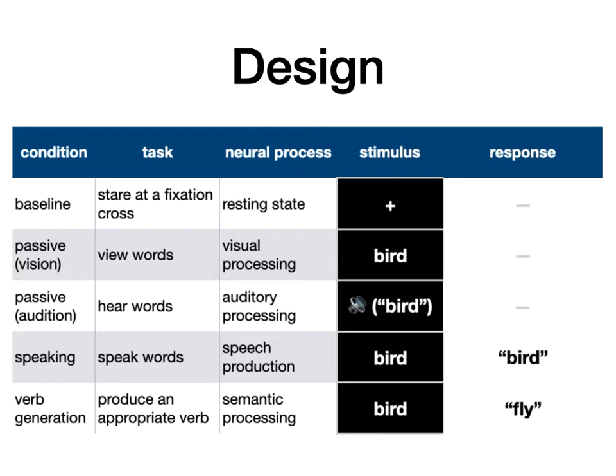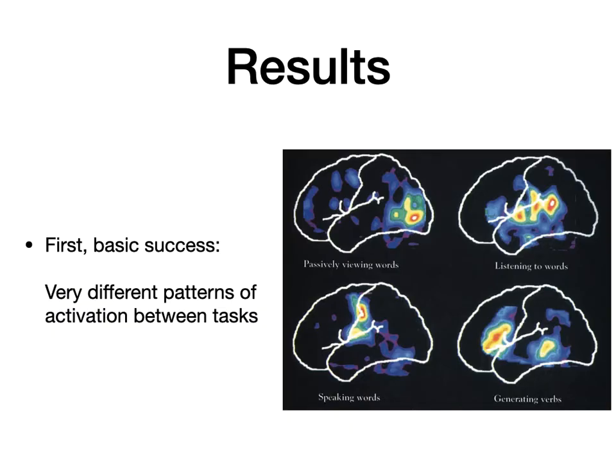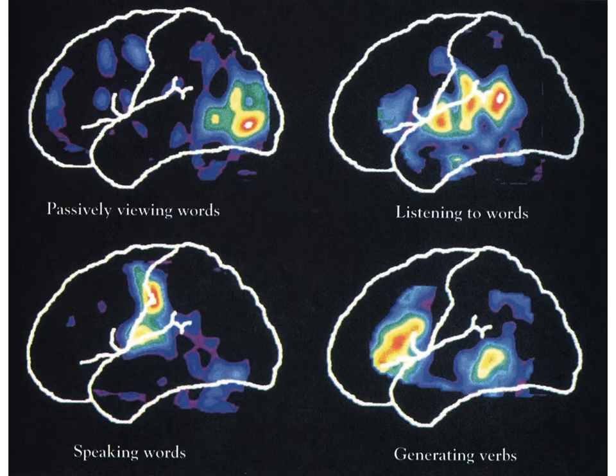Okay, so the results. First, basic success. There are very different patterns of activation between the tasks. Fantastic. So we can see, I'll zoom this in. When you're passively viewing words, it's mostly occipital cortex, back of the head, the visual stuff. That makes sense. When you're listening to words, it's much more the temporal lobe that is active, the middle side of the brain. When you are forced to speak words, there's a little bit of unique temporal activity, but also motor strip stuff going on.